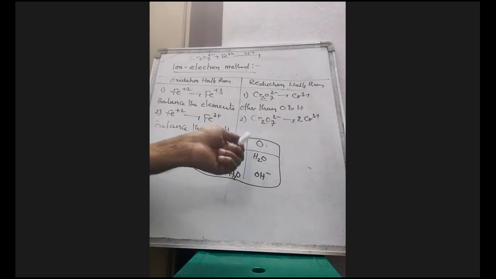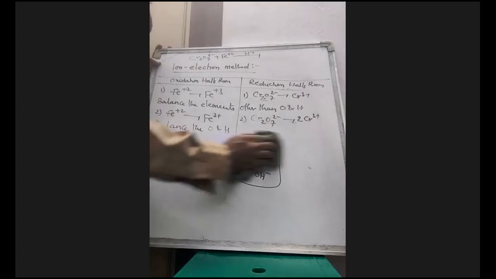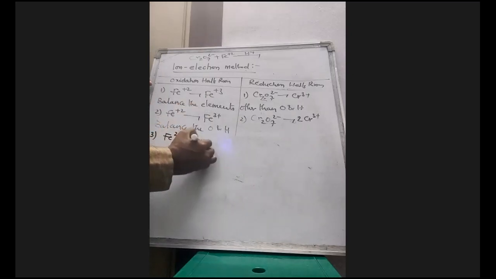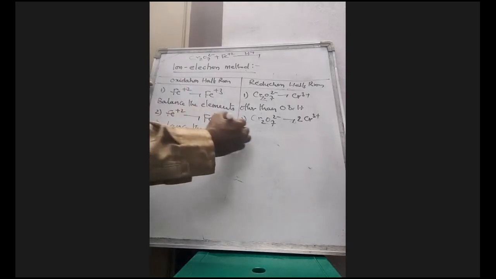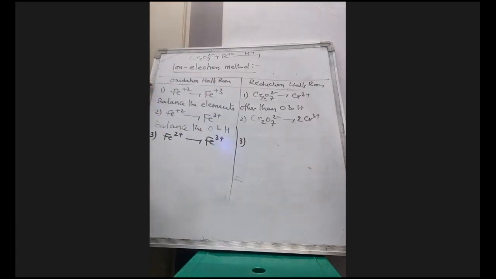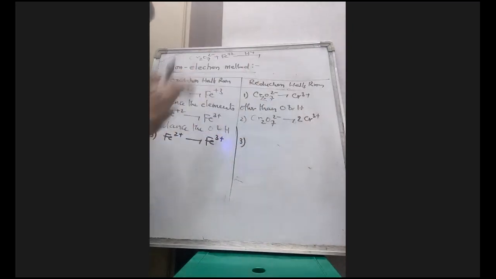To balance oxygens, I have to add H2O molecules, as it is given in acidic medium, and I am solving it in acidic medium. If you observe in the third step, on the reactant side there are no hydrogens and oxygens, and on the product side also there are no hydrogens and oxygens. That's why there is no need to balance. Yes, if you take this oxidation, and the same for the reduction reaction, here there are no hydrogens, here also no hydrogens. That's why no need to balance hydrogens.